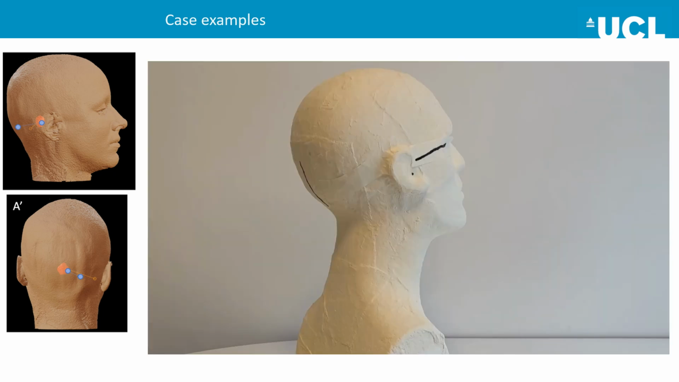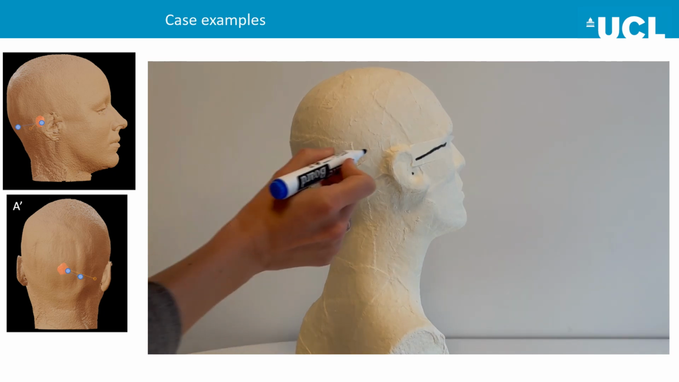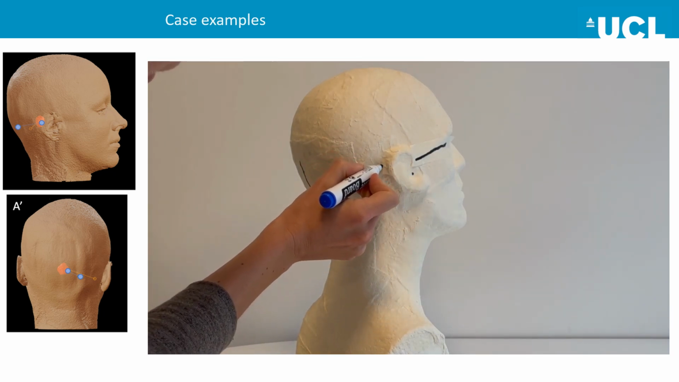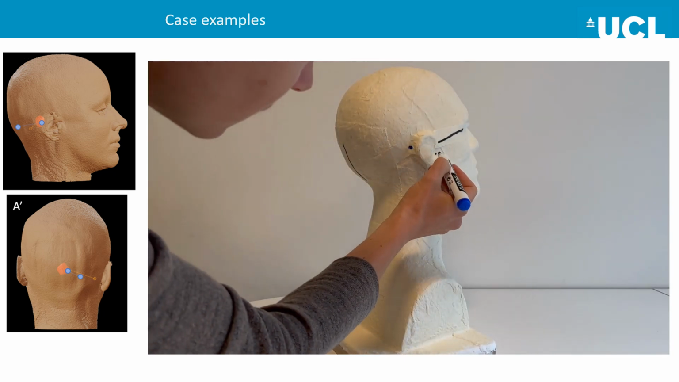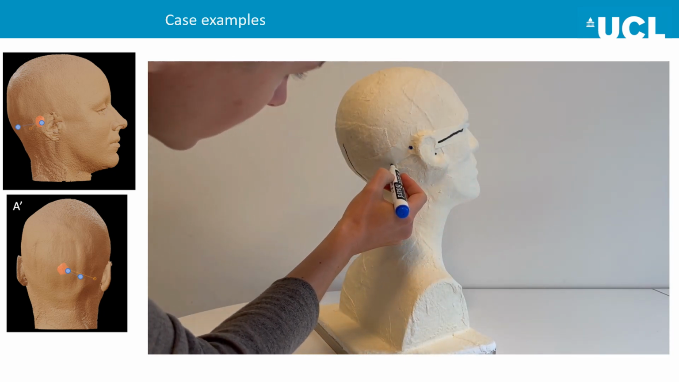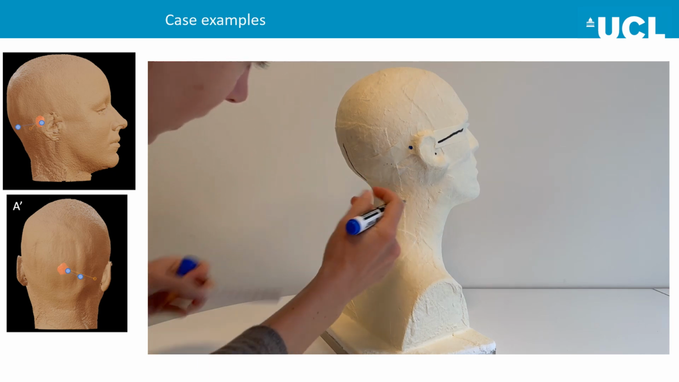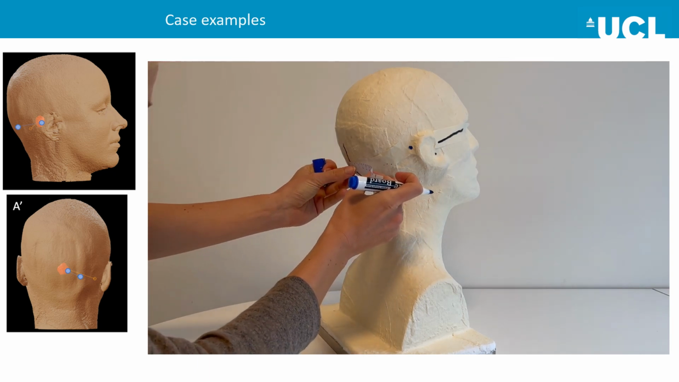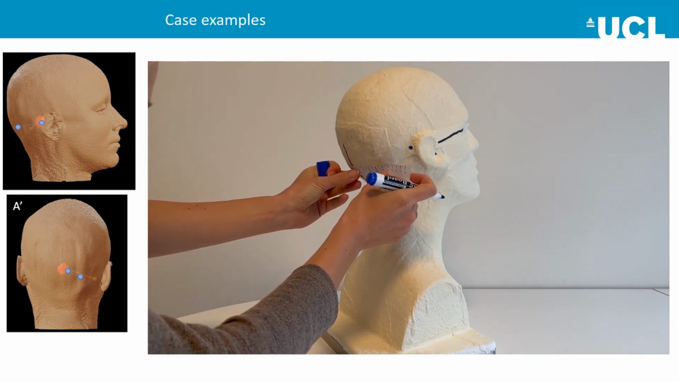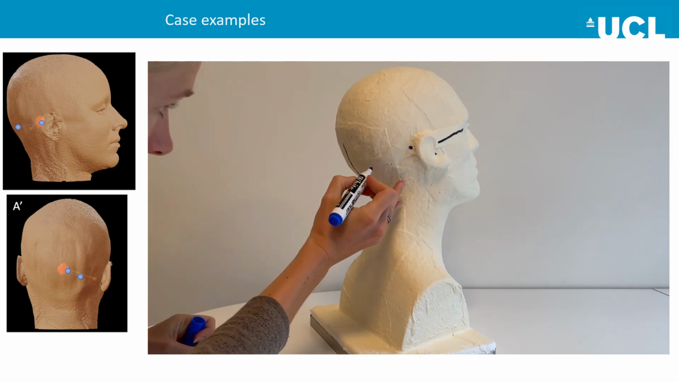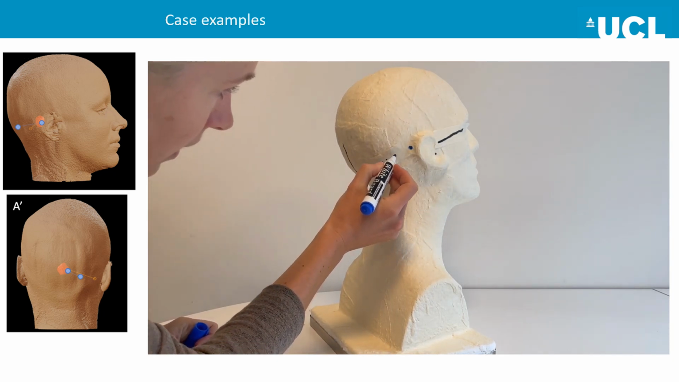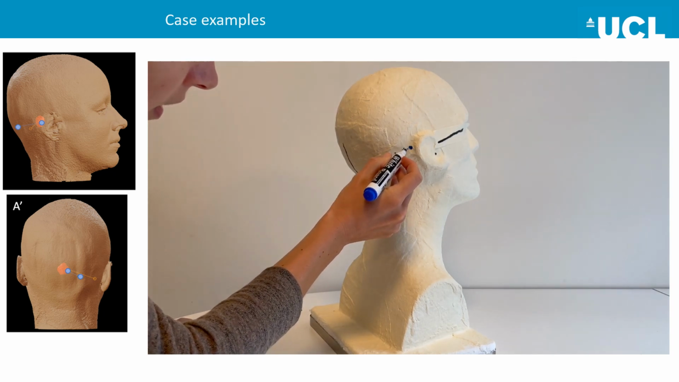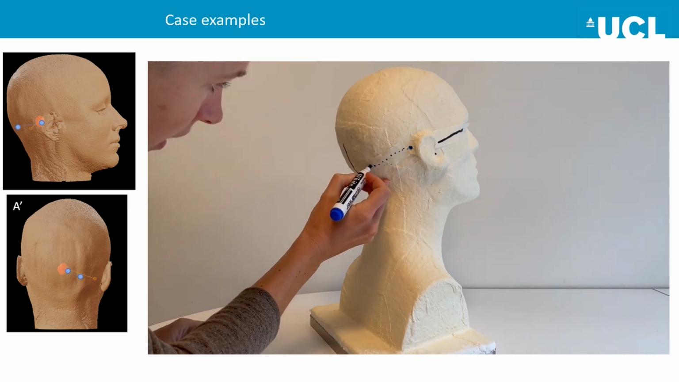So this is an example with a dummy where we do this on our dummy. We know roughly that the target is above the ear canal and behind the earlobe, and we know that the entry point is roughly at the level of the ear canal. And we've measured the 3.5 centimeters from the midline, and now we can mark the dot here, and then we can connect these two dots to get our trajectory.